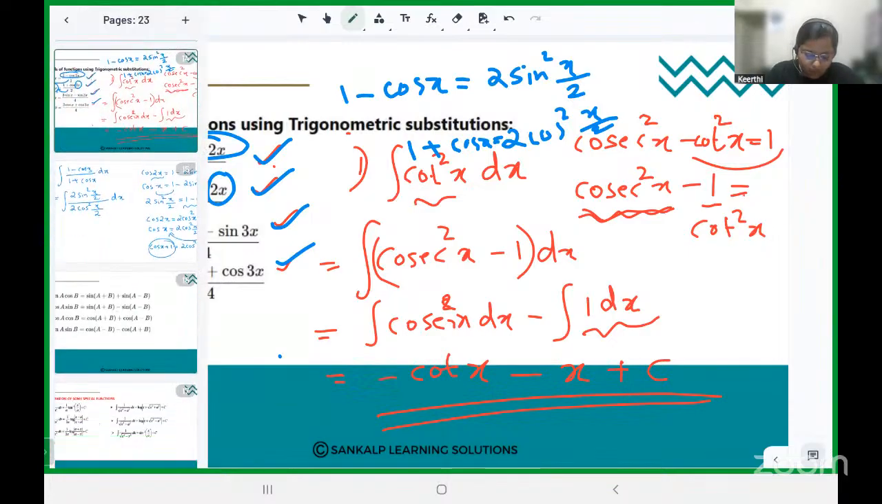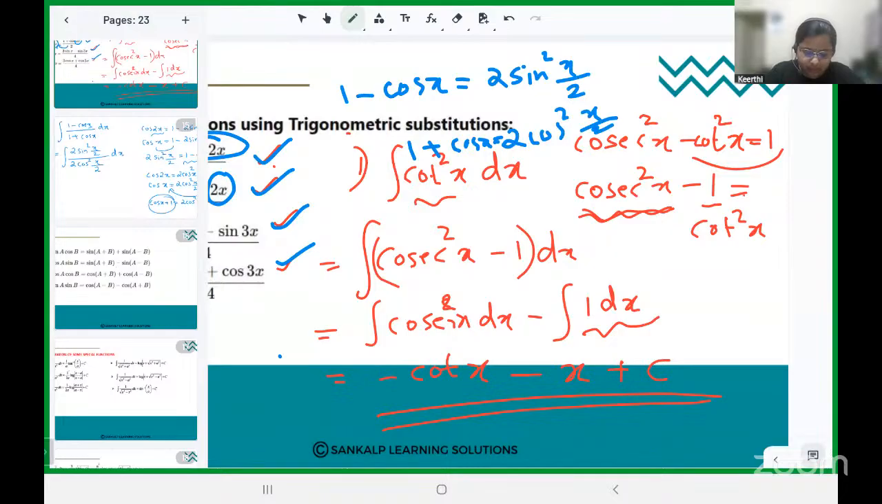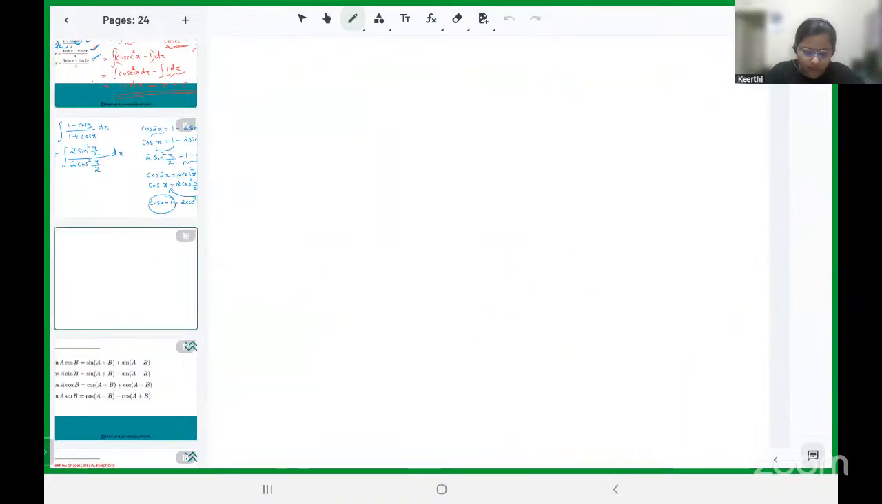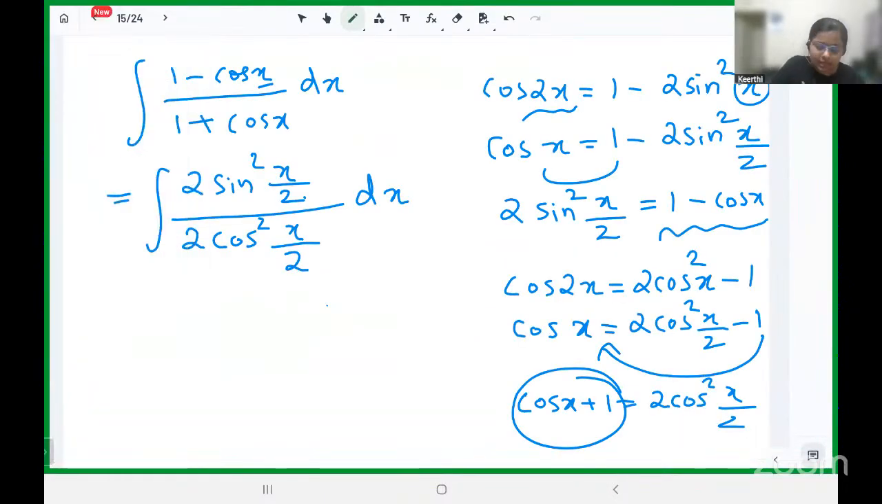Now, we are moving on to our third question. Sorry, we can complete this one. Here, 2 and 2 get cancelled, isn't it? What is sine square x by 2 by cos square x by 2? Sine square x by cos square x is sine x by cos x is tan x. So sine square x by 2 by cos square x by 2 will become tan square x by 2 dx.